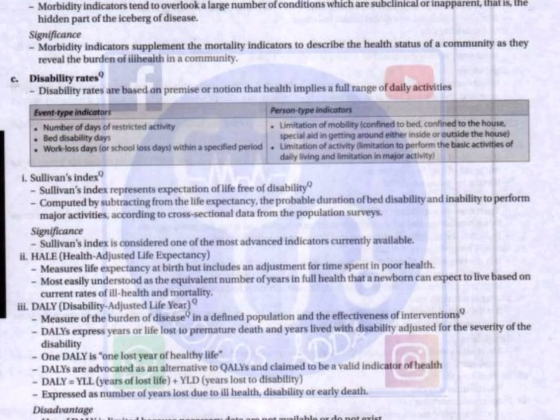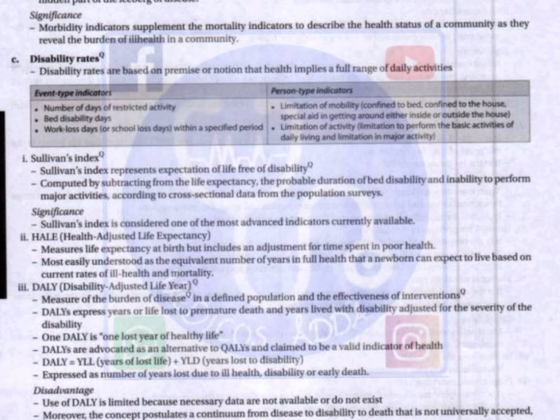DALY, Disability Adjusted Life Year, a measure of the burden of disease in a defined population and the effectiveness of interventions. DALYs express years of life lost to premature death and years lived with disability adjusted for the severity of the disability. One DALY is one lost year of healthy life. DALYs are advocated as an alternative to QALYs and claimed to be a valid indicator of health. DALY equals YLL, years of life lost, plus YLD, years lost to disability. Expressed as number of years lost due to ill health, disability or early death.